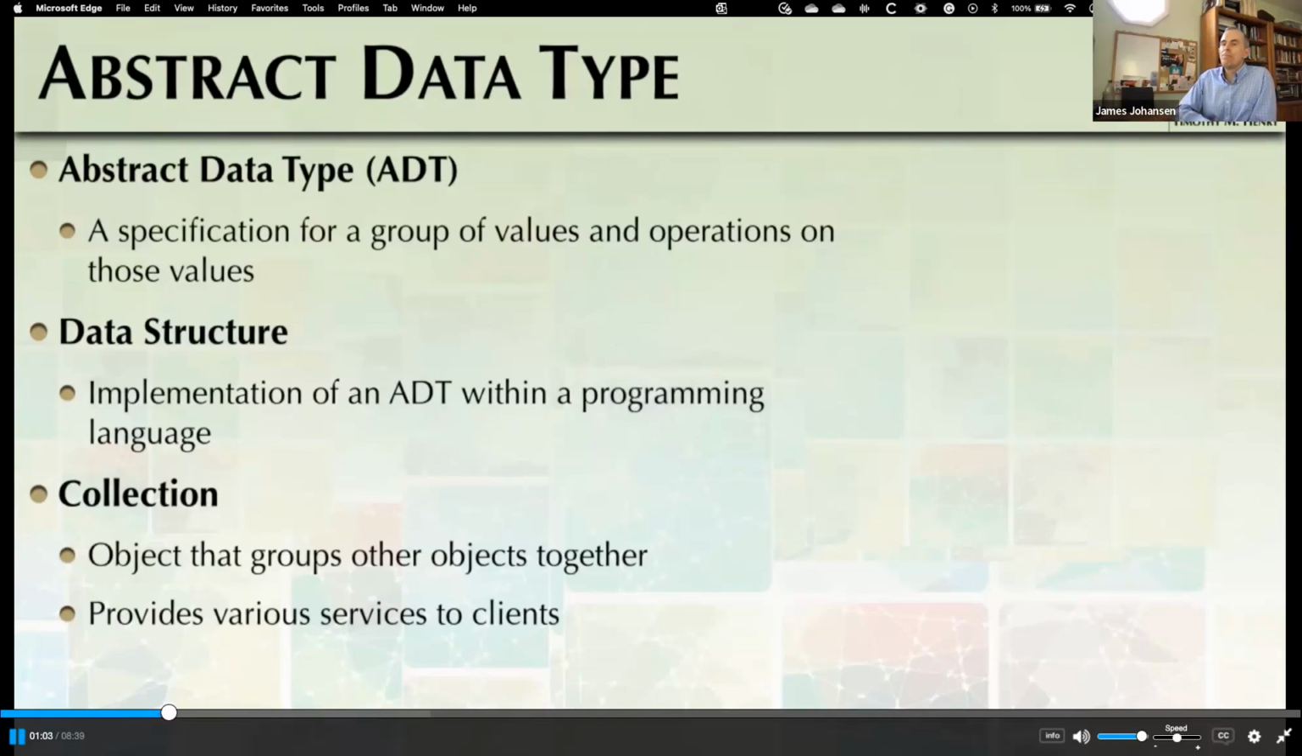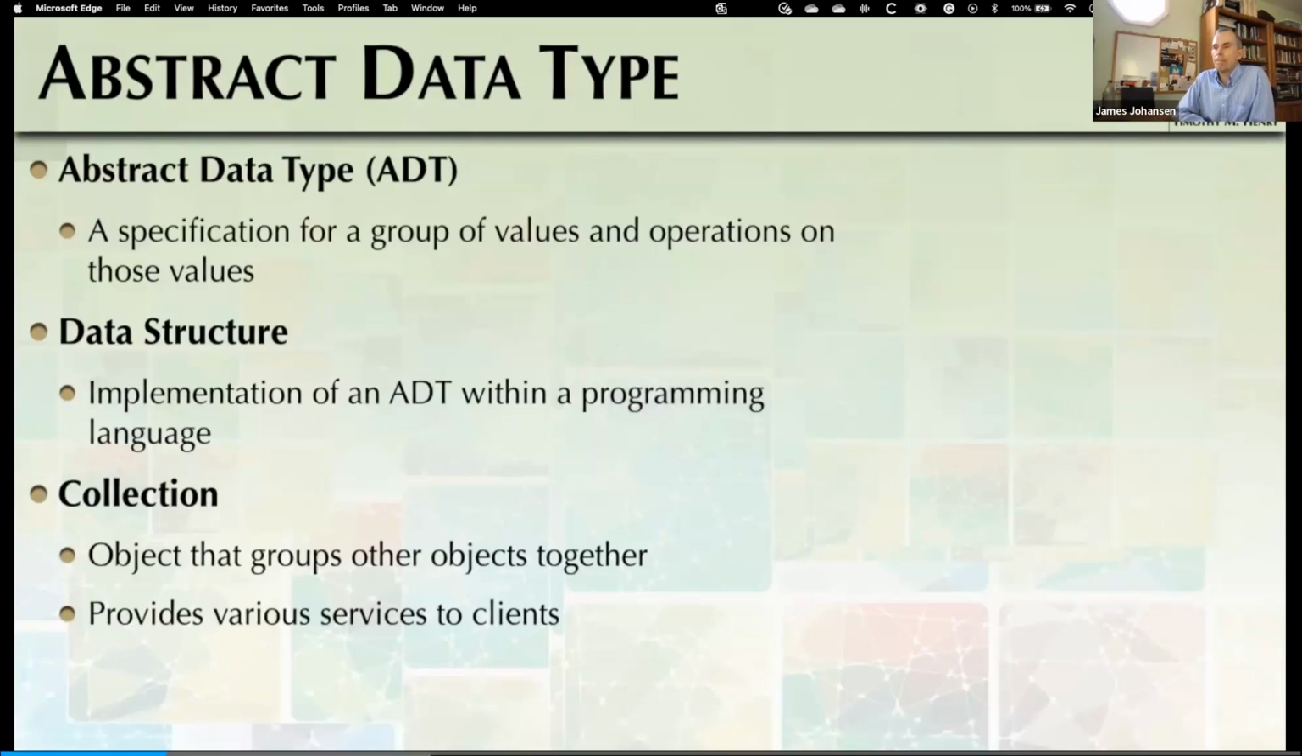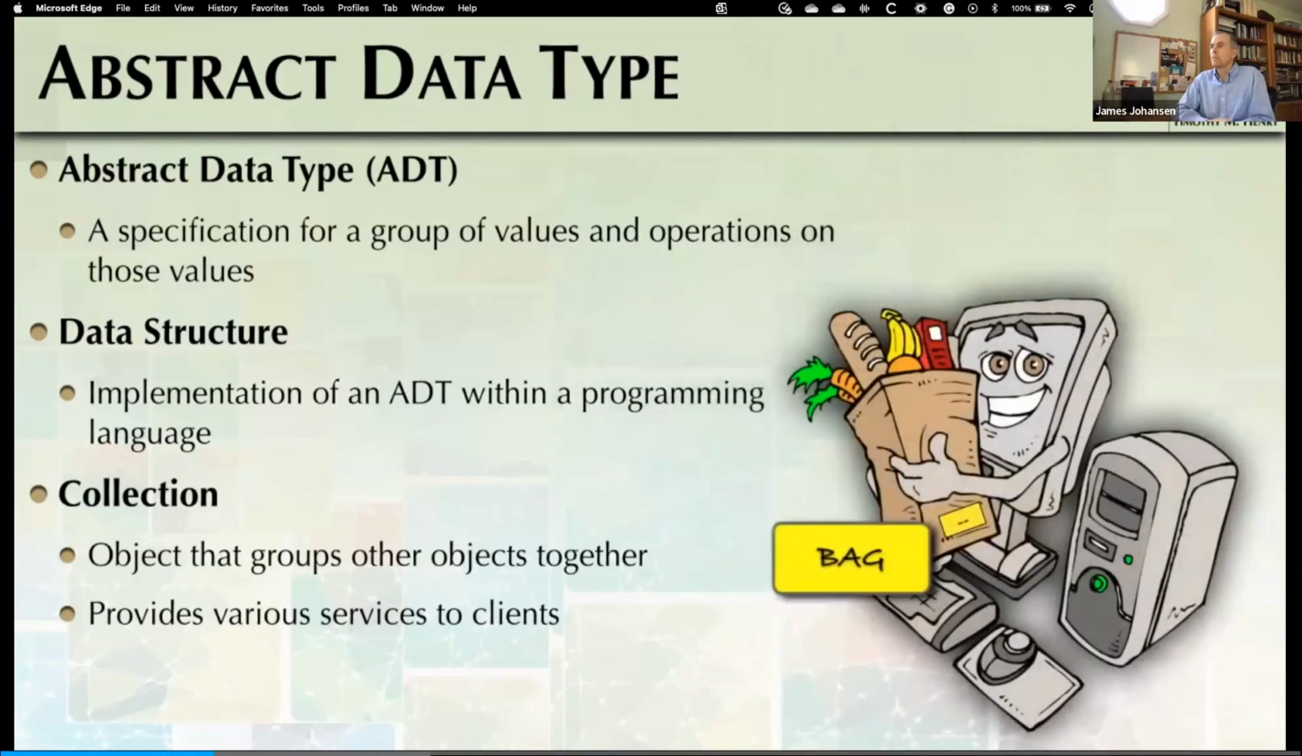A collection is an object that groups other objects and provides various services to its client. Various collections exist for different purposes, and we're going to specify the behaviors of collections abstractly. So a collection is an abstract data type. However, an abstract data type is not necessarily a collection. For an example of a collection and of an abstract data type, let's look at the abstract data type bag. A typical collection enables the client to add items, remove or retrieve items, and query the objects it represents.